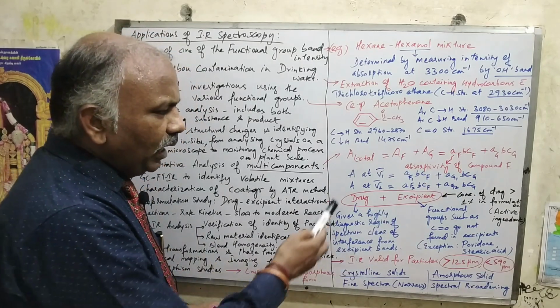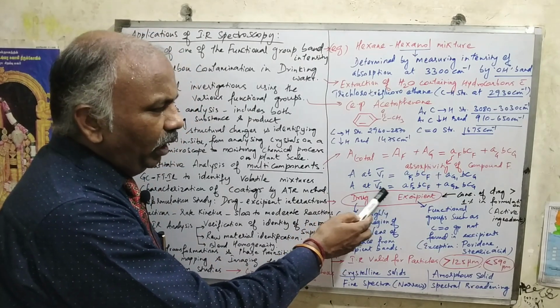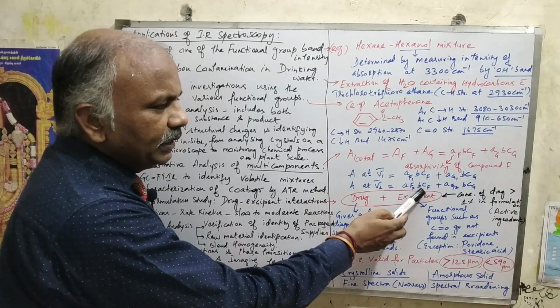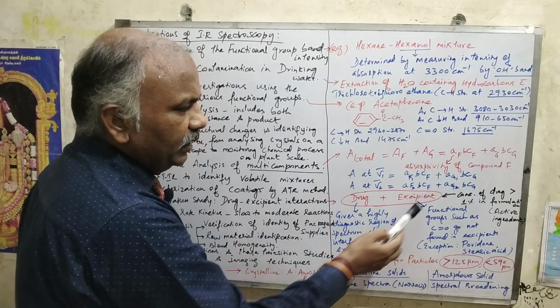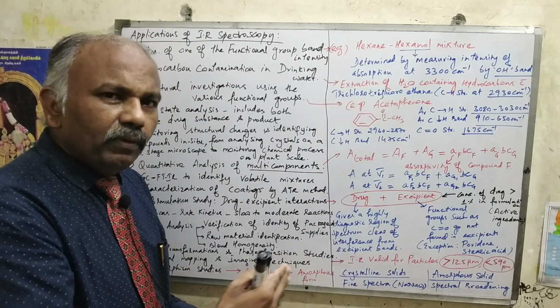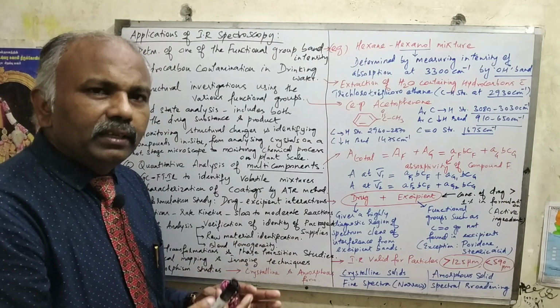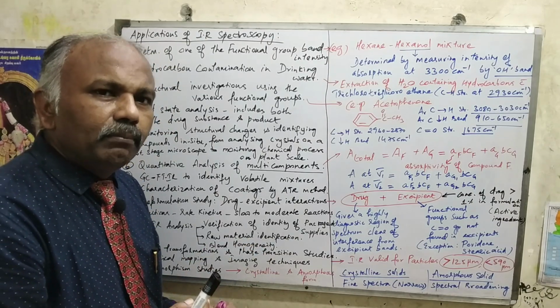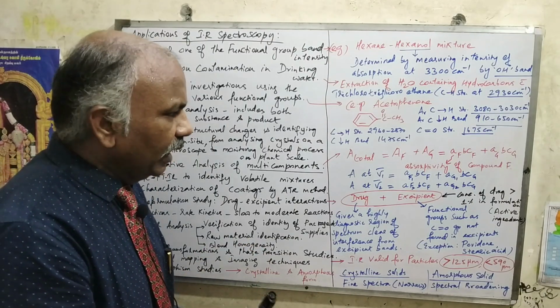Now I can find out the absorbance at another wave number, V2 bar, which is equal to aF2 b CF plus aG2 b CG. Right? So this is how we can find out the absorbance at different wave numbers. This is one of the important applications: how we can analyze multi-components for quantitative analysis in IR.